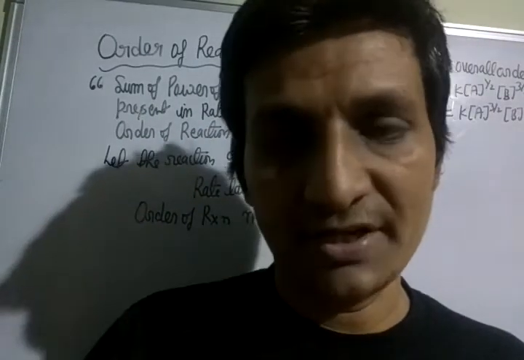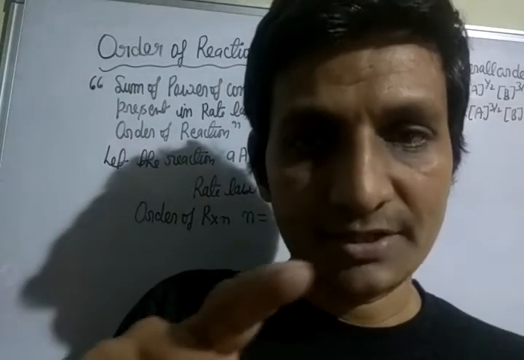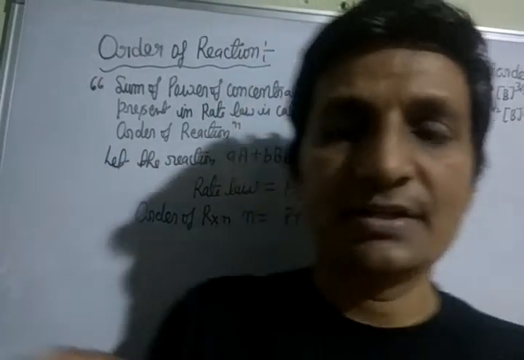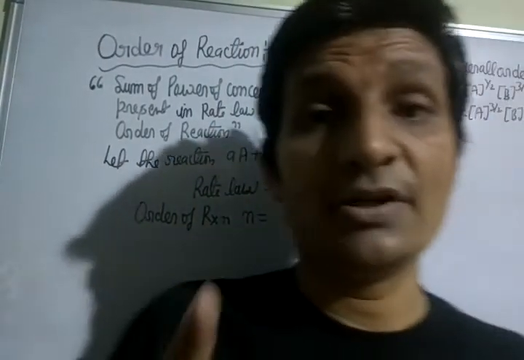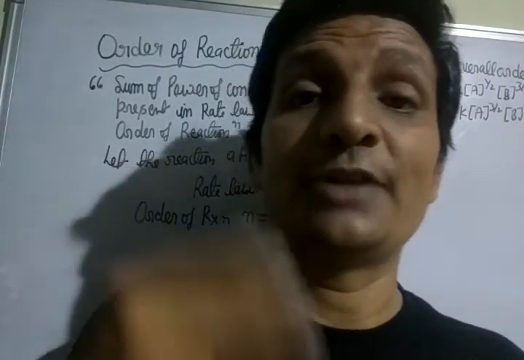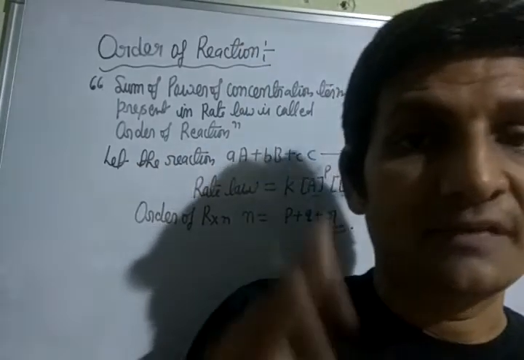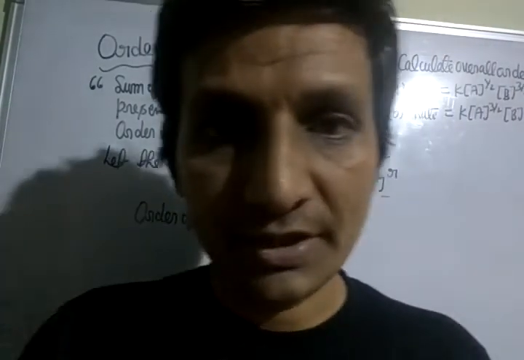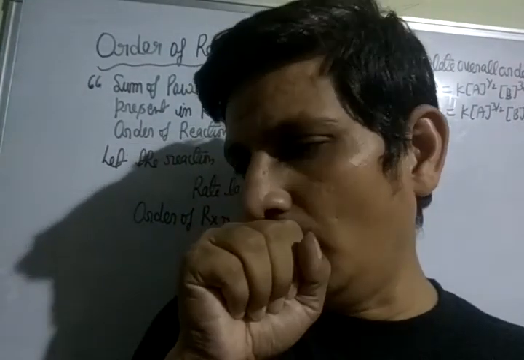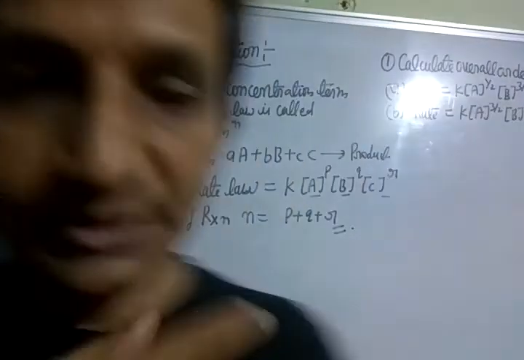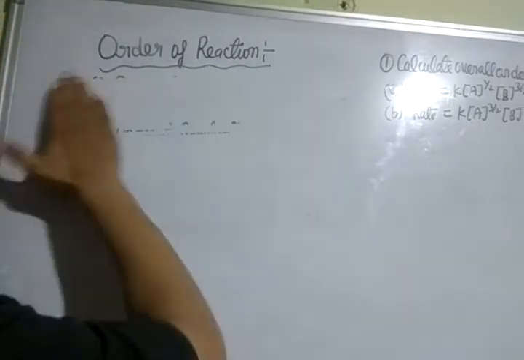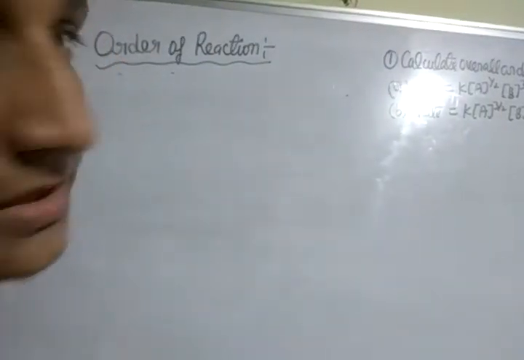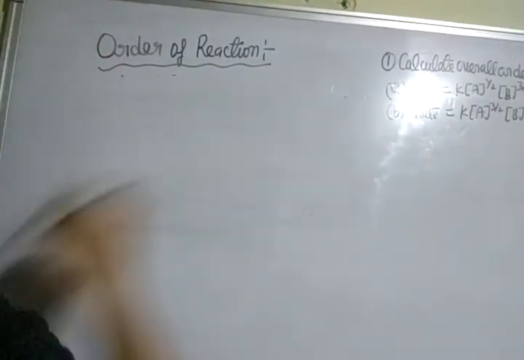Now next topic. For first order reaction, rate law contains one concentration term. For second order reaction, rate law contains two concentration terms. For third order reaction, rate law contains three concentration terms. For zero order reaction, rate law contains no concentration term. So look here, and after this I will tell you numericals related to order of reaction.